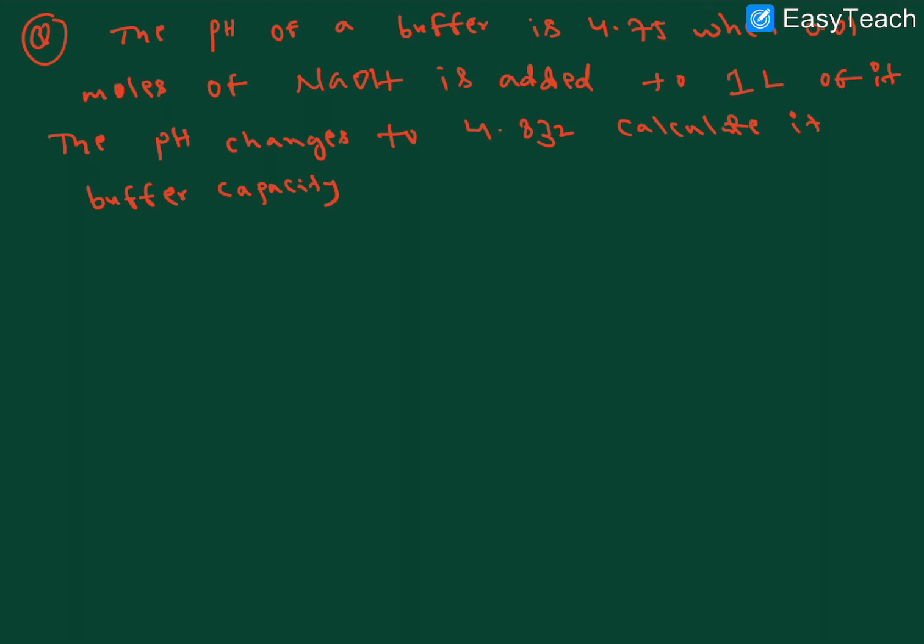Right here, one more question. The pH of a buffer is 4.75 when 0.01 moles of NaOH is added to 1 liter of it. Whenever we add the base, the pH changes to 4.832. Calculate the buffer capacity, right? They are giving the change in pH, and the number of moles also. What is the formula here? Buffer capacity is equal to the number of moles of added base or acid, indicated here as dB, divided by the change in pH.